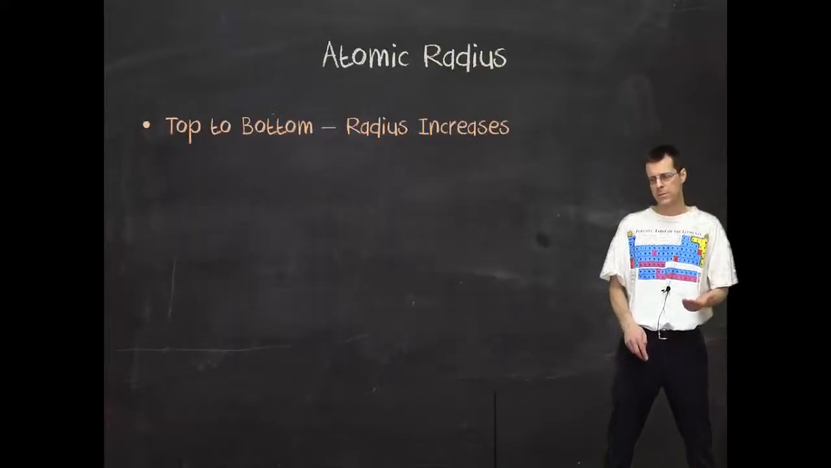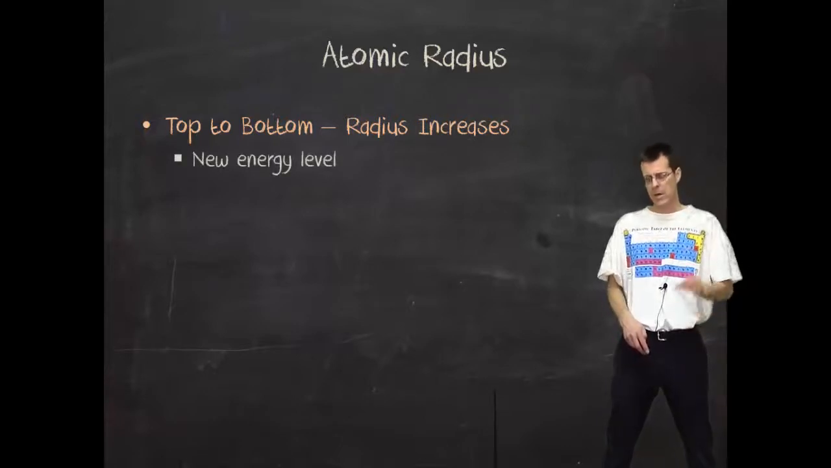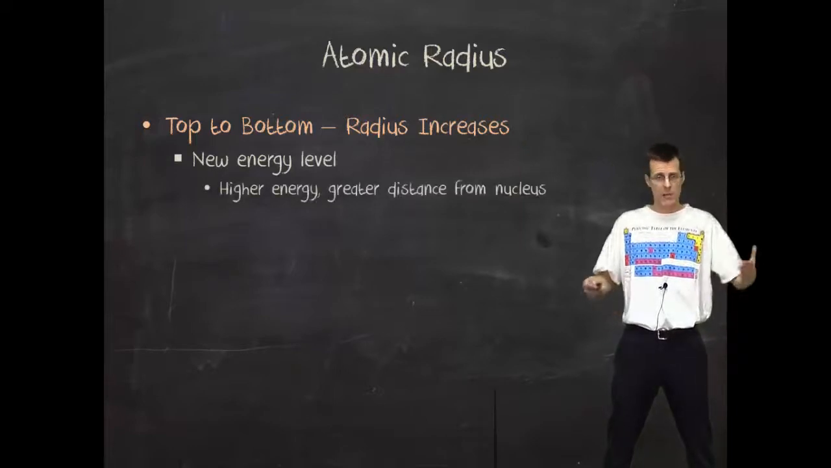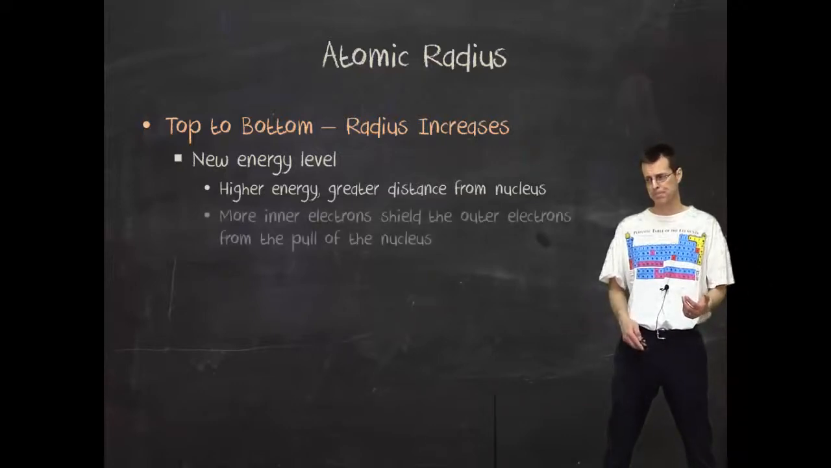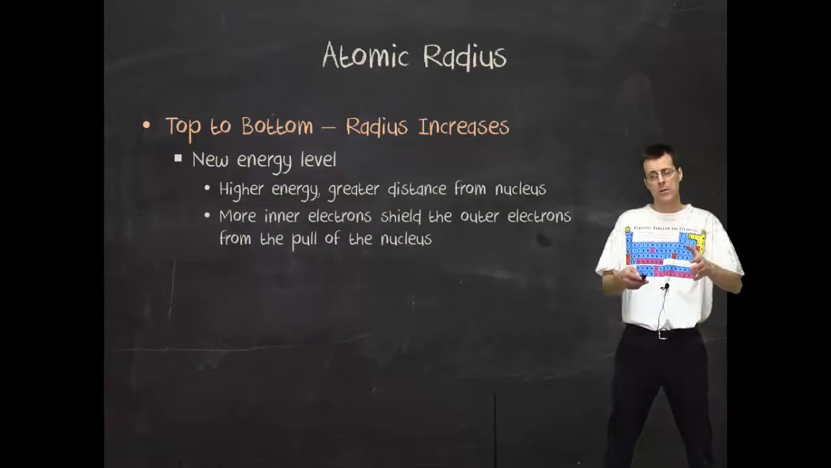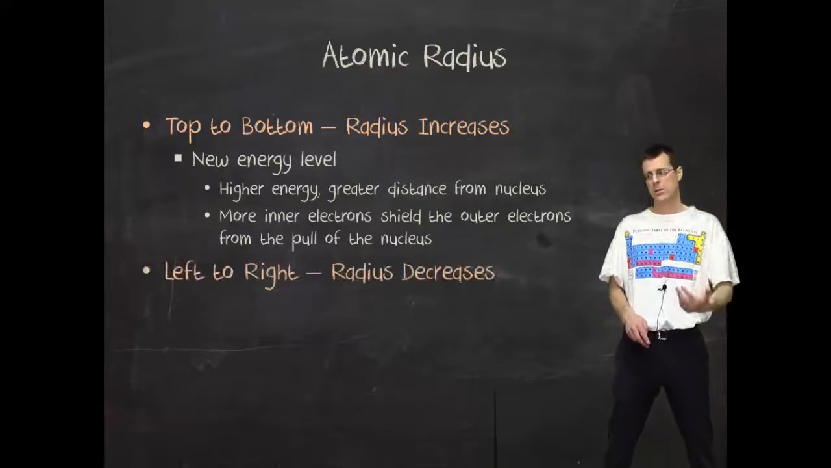So let's talk about the top to bottom one first. Obviously the radius got bigger, and that worked for every column. One thing that's going on is I'm getting a new energy level, and those higher energy electrons are moving faster, but they're also going to be farther away from the nucleus. The other thing, going back to those core electrons and valence electrons, is that more of those electrons are now core electrons. So there's more electrons doing the repelling on the valence. So I have more shielding.